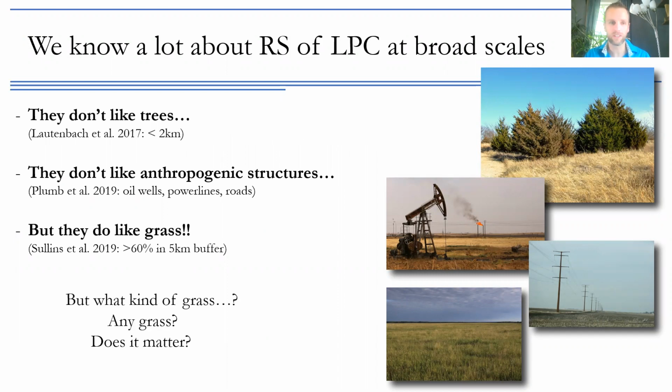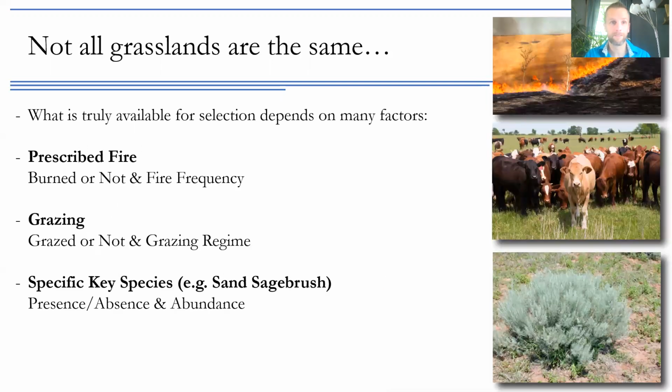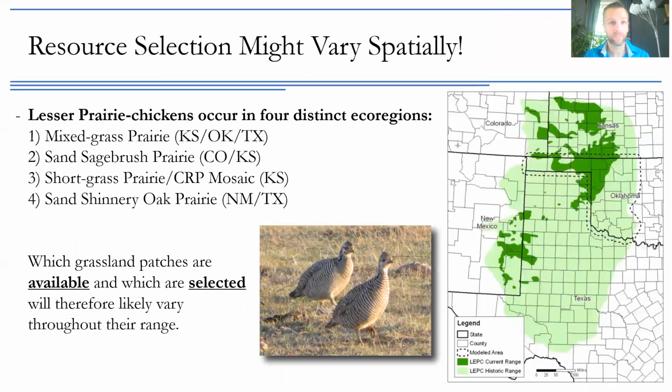However, this raises some questions, like what kind of grass? Any grass? Does it matter what kind of grass? Not all grasslands are the same, of course. What's truly available for selection depends on many factors, such as whether a grassland is burned and the fire frequency it occurs on, whether a pasture is grazed or not, and the grazing regime that takes place: patchwork grazing, season-long stocking, rotational grazing, etc. And the presence, absence, or abundance of specific key species like sand sagebrush, which is very influential within the lesser prairie chicken range.